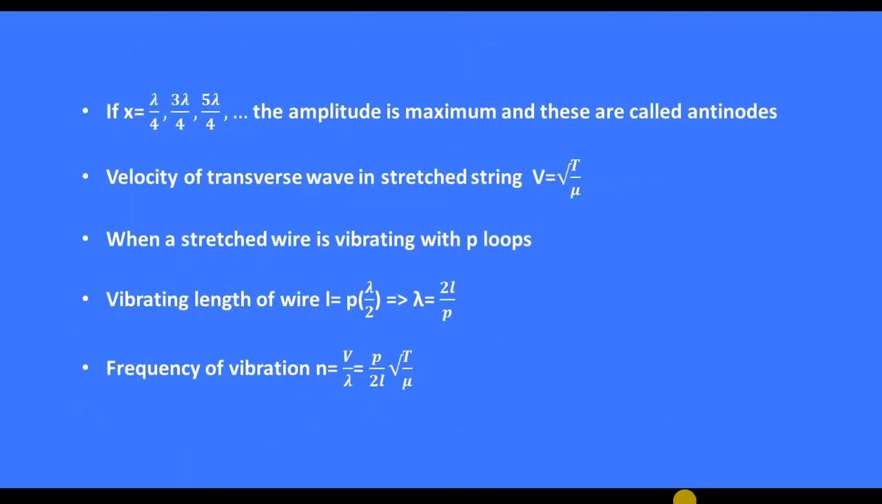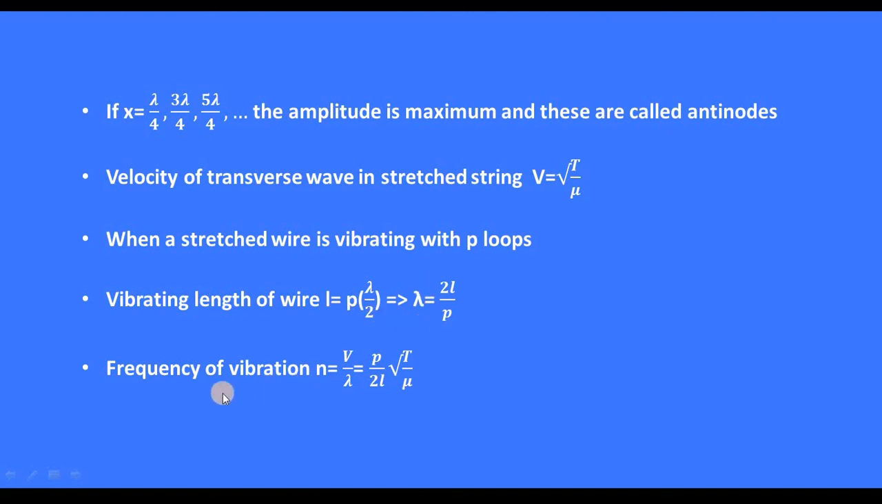For a stretched string, assume the number of loops is P. Then the vibrating length of the wire will be L equals P into lambda by 2, because the length is lambda by 2 for one loop. So here P loops will be there, then the length will be P into lambda by 2. Based on this, the wavelength lambda equals 2L by P, as we move P to the other side and it becomes the denominator, so 2L by P.